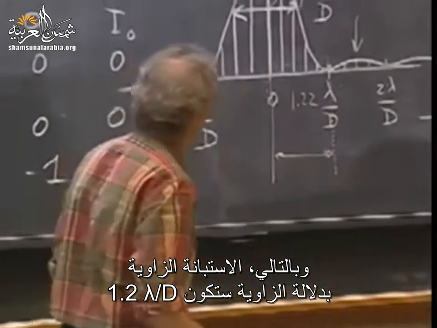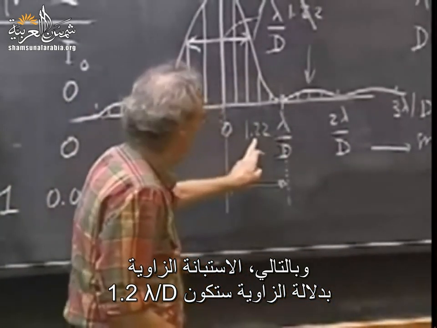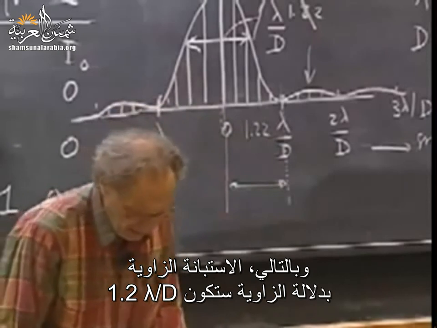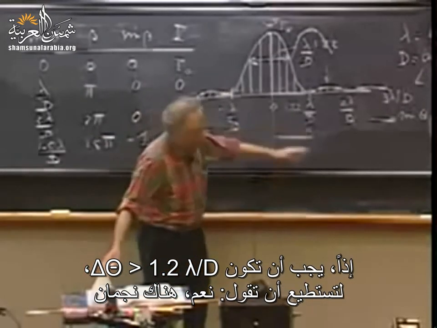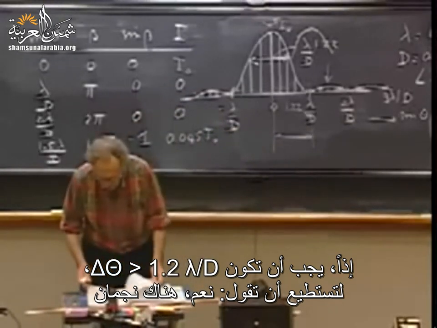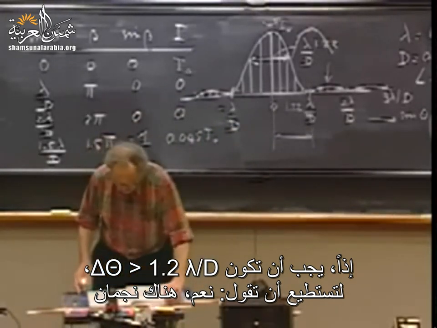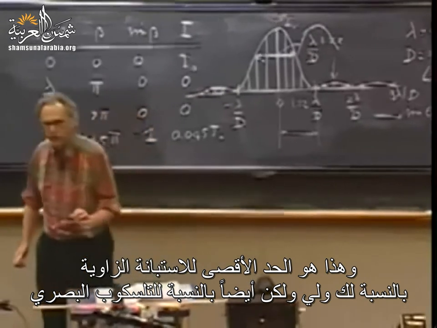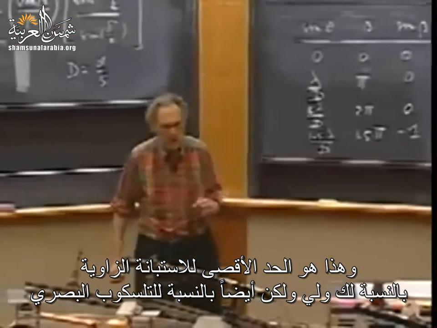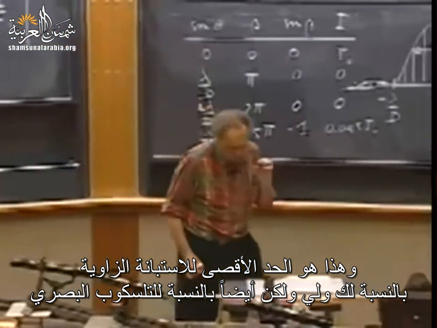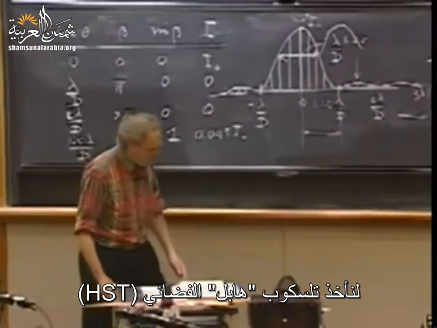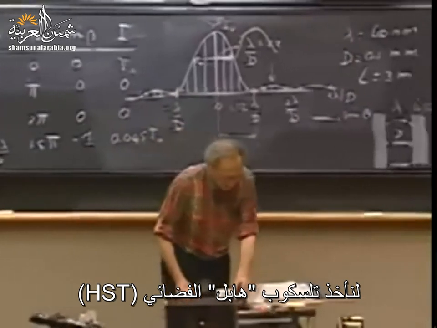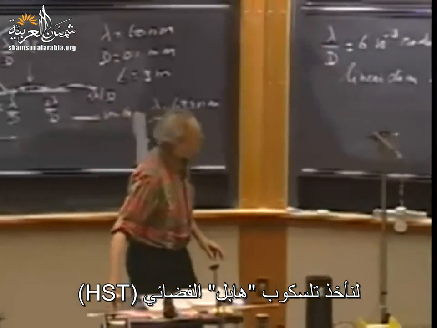And so the angular resolution would then be, in terms of angle, 1.2 times lambda divided by d. So delta theta would have to be larger than 1.2 times lambda over d for you to be able to say, yes, there are two stars, which is the ultimate limit of angular resolution for you, for me, but also for optical telescopes. Suppose we take the Hubble Space Telescope.